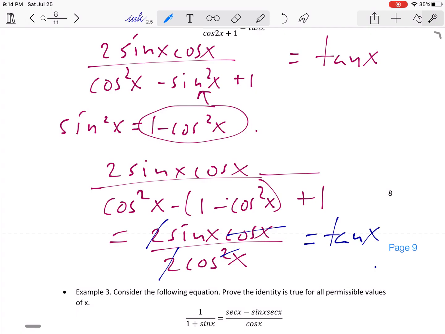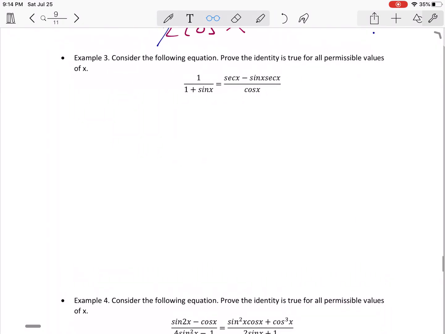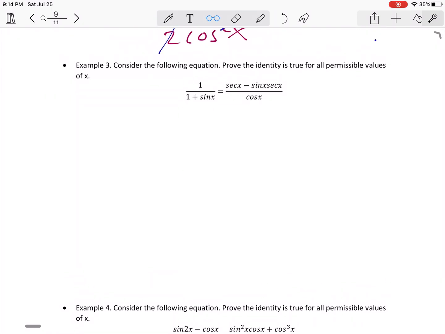Okay, so again, if it's a proof, you have to show that it works. Okay, so the steps are essential in these types of questions. Okay, the next one here, prove the identity is true for all permissible values.